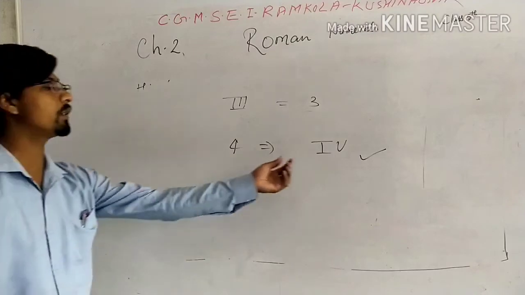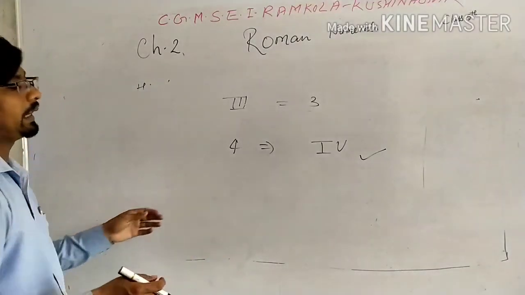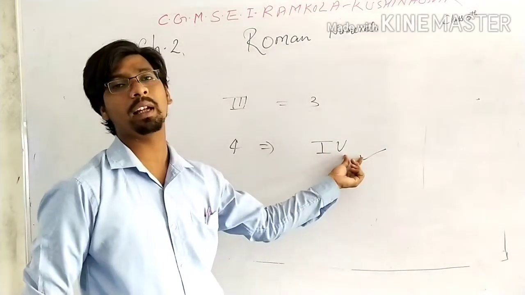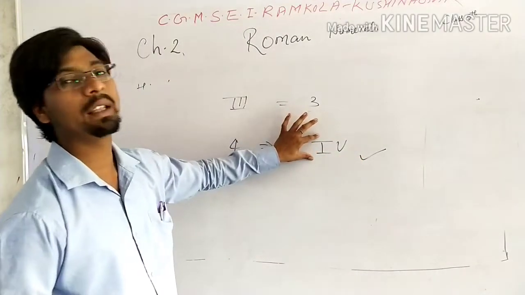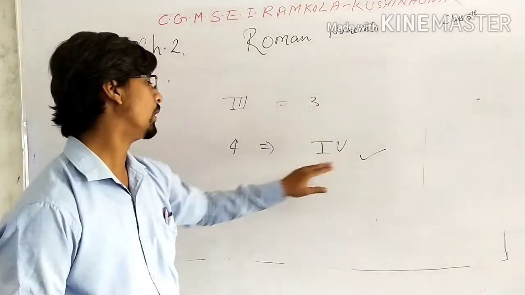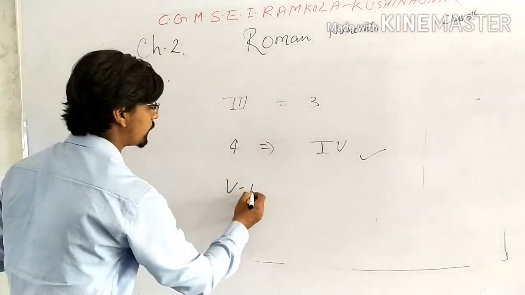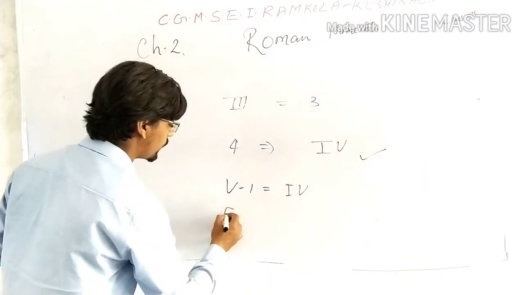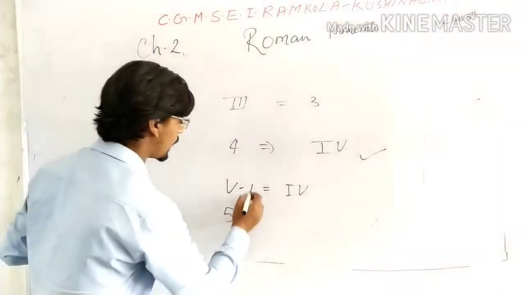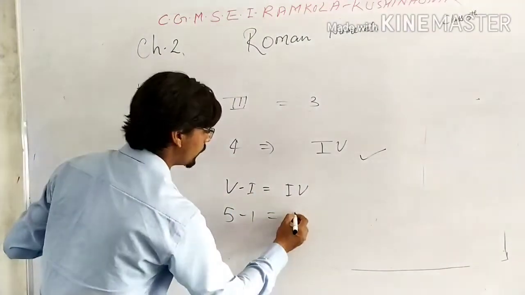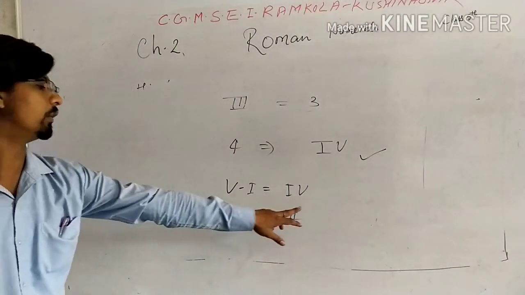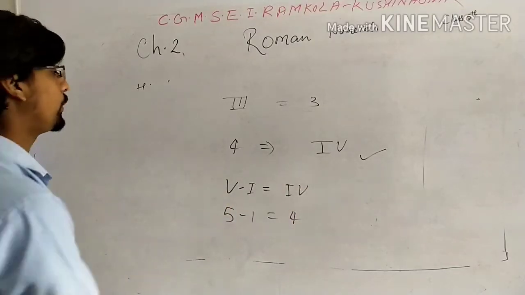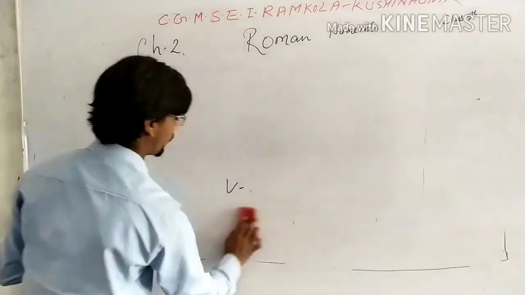Here is one more important thing for you. If we write a smaller number before the greater, then the smaller is subtracted from it. So V minus I is equal to IV. It means V stands for 5, I stands for 1, so 5 minus 1 is equal to 4.